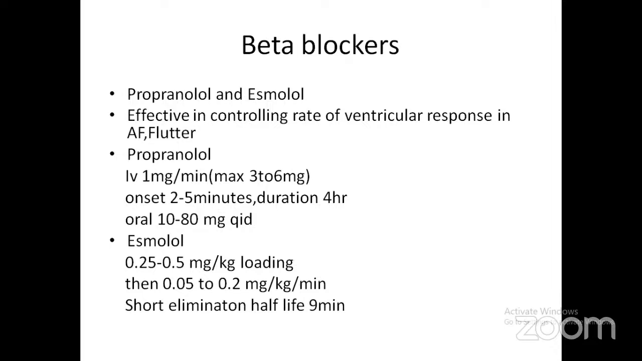Dose of propranolol by IV route is 1 mg per minute. Maximum is 3 to 6 mg. Onset of action occurs in 2 to 5 minutes. Maximum duration is 4 hours. After controlling the rate, oral dose is 10 to 80 mg every 6 hours. Esmolol dose is 0.25 to 0.5 mg per kg loading dose, then maintenance dose is 0.05 to 0.2 mg per kg per minute. It has a very short elimination half-life of 9 minutes.